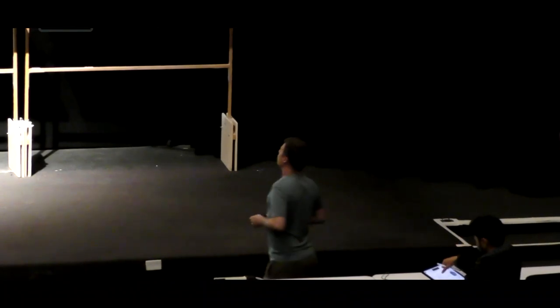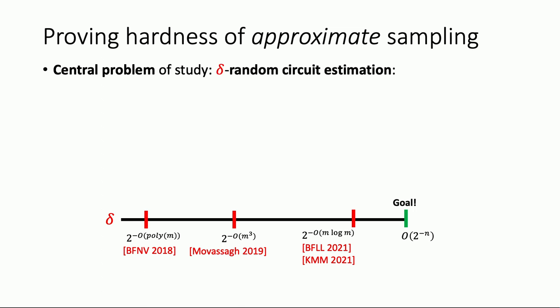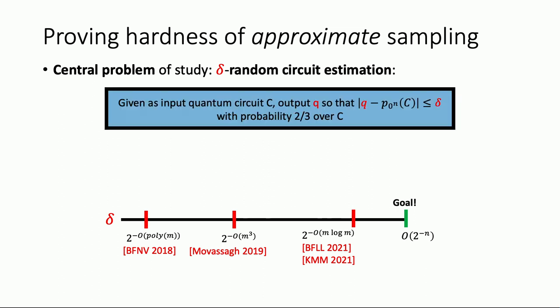Great. So let's talk about this. How do we analyze the hardness of this new approximate, average case algorithm? By the way, we can't quite prove this, but we've gotten better and better results. So let me tell you about this. The central problem of study is what we call the delta random circuit estimation problem. And here's what it is.